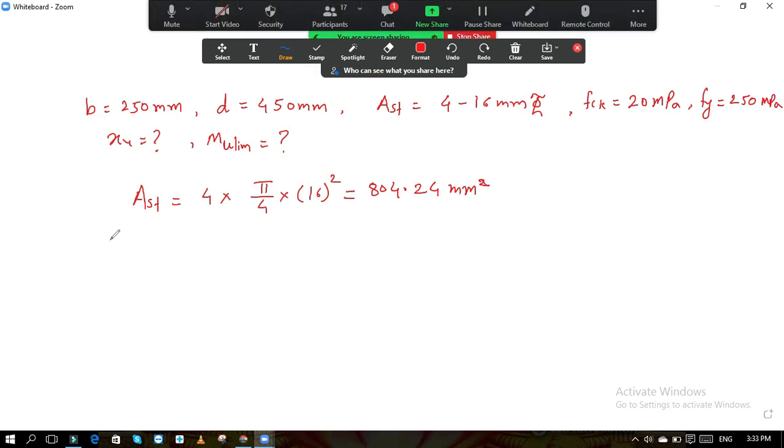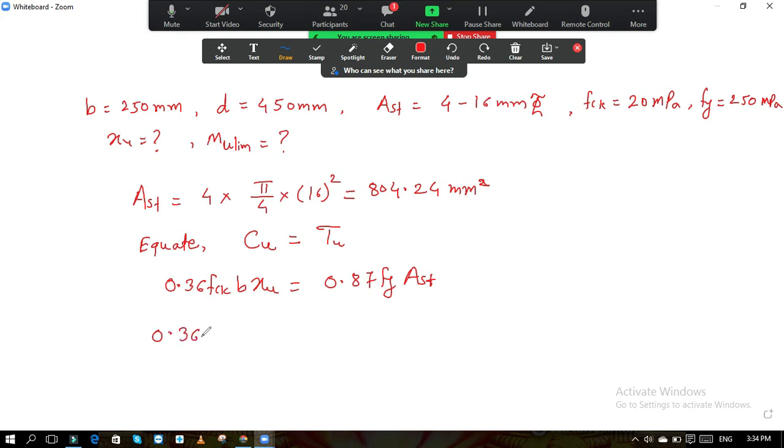Now after this we will equate Cu equal to Tu. Now all of you are familiar with these terminologies. Cu is the total compressive force, Tu is the total tensile force. So what is the formula for Cu? It is 0.36 fck b into xu, which is equal to Tu, 0.87 fy into Ast. So just put the values to get the value of xu.